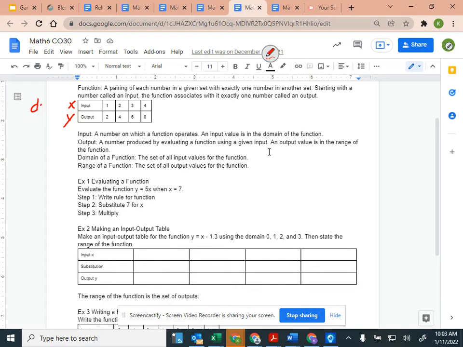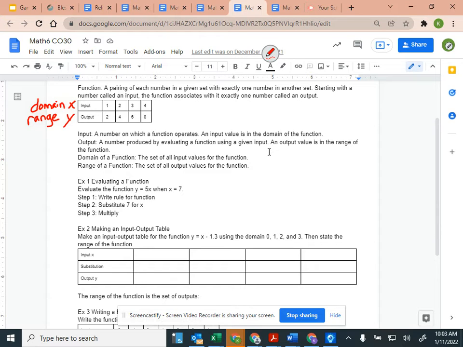This is also called the domain. The x is the domain, the y is the range. So domain is x, it's input, range is the y, it's the output. So you're going to want to find the rule. That's going to be your function. Then you're going to substitute your x in for the x, and you're going to get your y. So making an input-output table for the function.